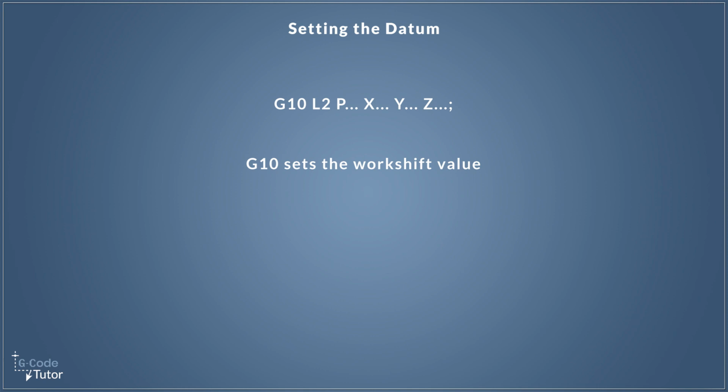So the first code we see on this line here, on this block, is G10. And G10 tells the machine that we are setting the work shift value. This is our working datum, our G54, our G55, etc. Now L2 tells the G10 that we are setting the standard work offsets. Now we would always use L2 here. This doesn't change when we're setting the datum using G10.